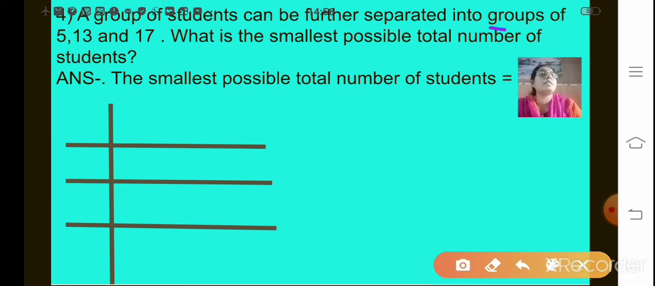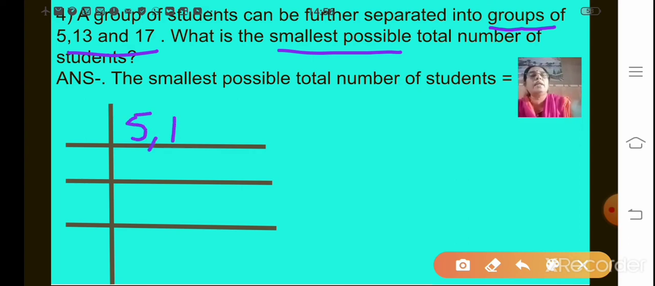Now the keywords like groups of 5, 13 and 17 and the smallest possible tell us that you have to find the LCM of 5, 13 and 17. Now children, 5, 13 and 17 are prime numbers, so each is divisible only by the number itself. Let us take the number 5. Ones are 5. 13 will remain as it is, and 17 also will remain as it is.